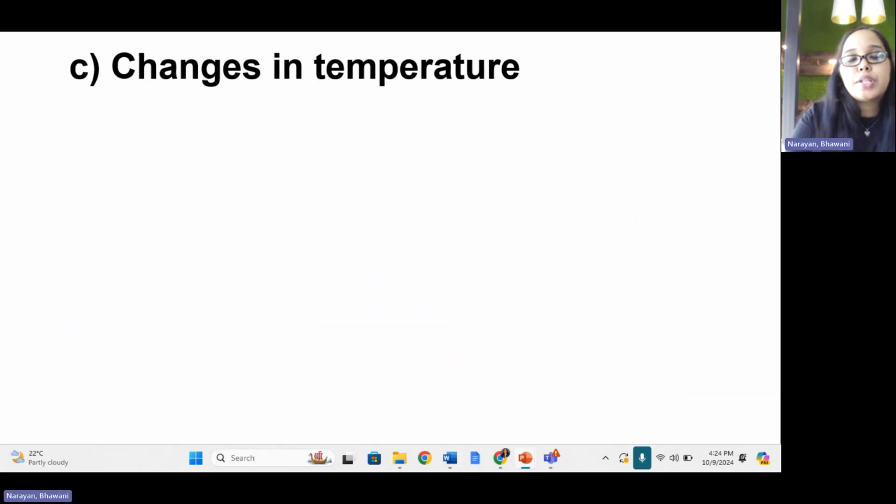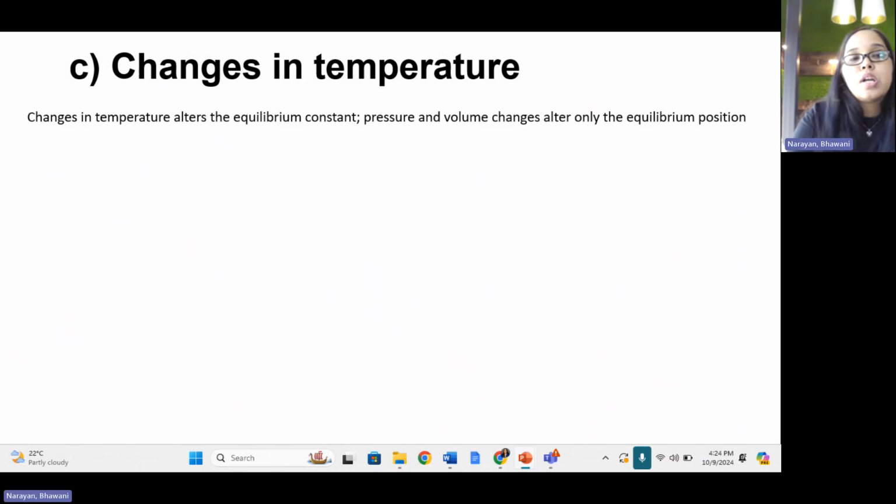Let's look at temperature changes now. So change in temperature would alter the equilibrium constant. Remember, the equilibrium constant is defined at a particular temperature. So if you change the temperature, it's going to change the equilibrium constant itself. Now, pressure and volume would change only the equilibrium position. So here there are more changes. The numbers change. All right.